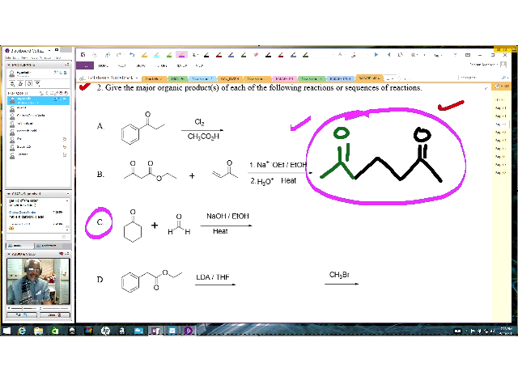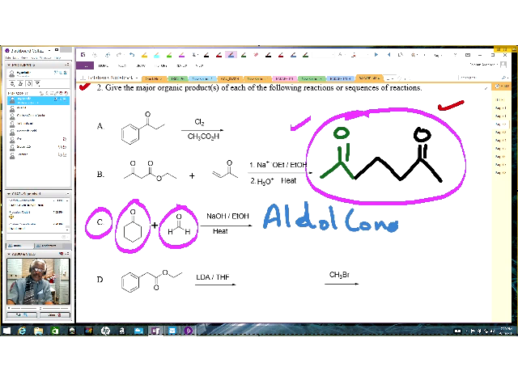Taking a look at C, you have this ketone here, cyclohexanone, reacting with formaldehyde. Okay, now this reaction, this here, is what we call an aldol condensation reaction. This is an aldol condensation. Okay, this is an aldol condensation.